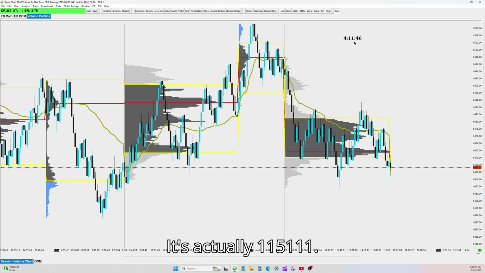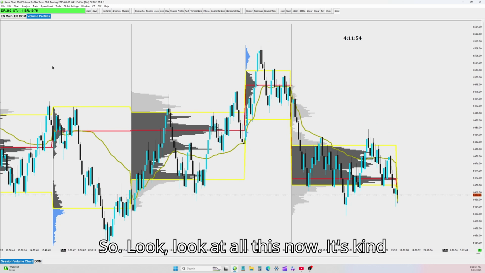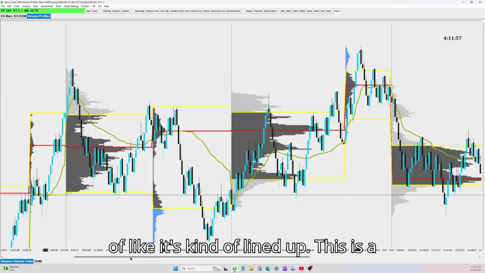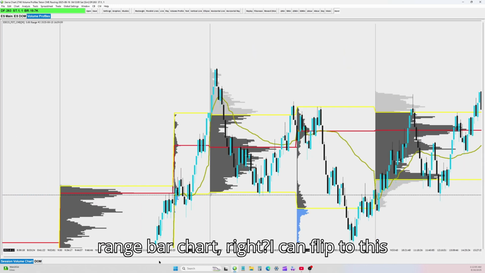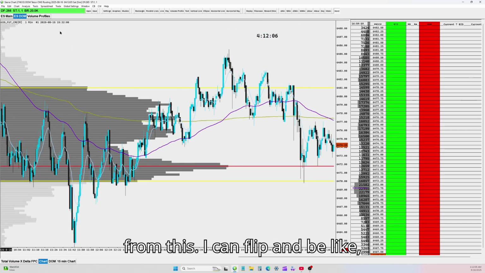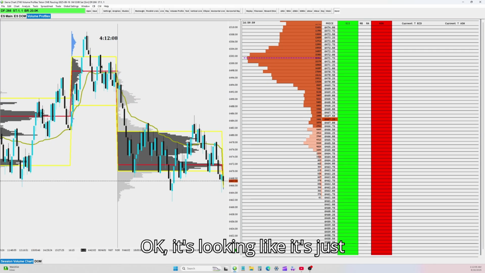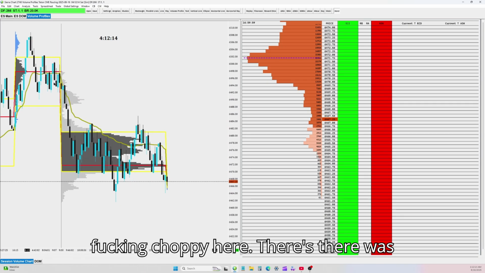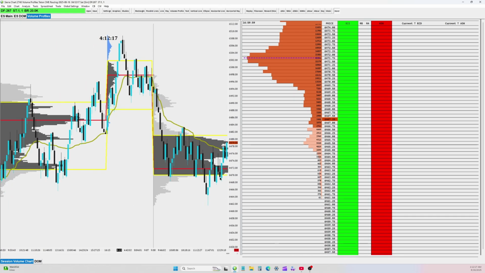And this isn't the time. It's actually 1:11. So look at all this now. It's kind of lined up. This is the range bar chart, right? I can flip to this. From this, I can flip and be like, oh, okay, it's just choppy here. There was just one move, right?